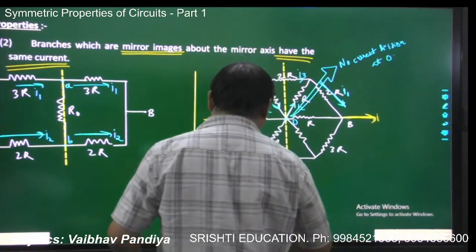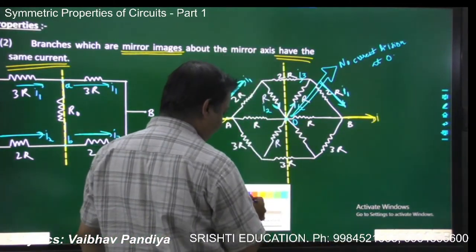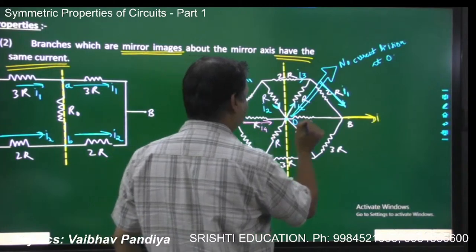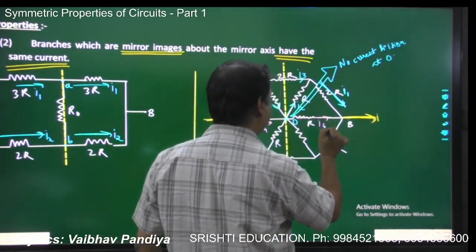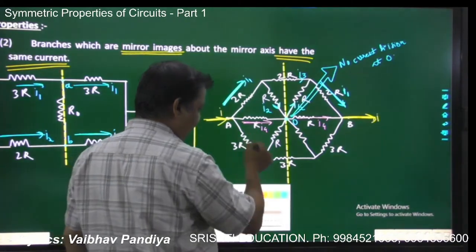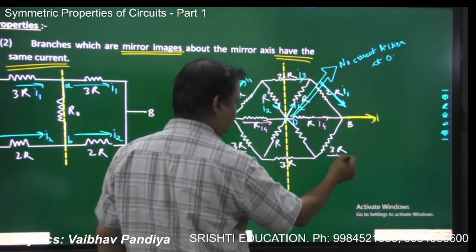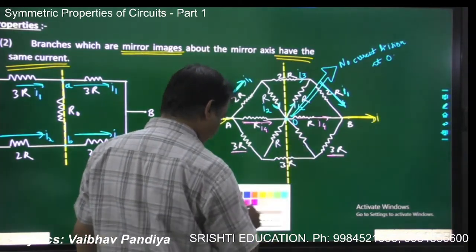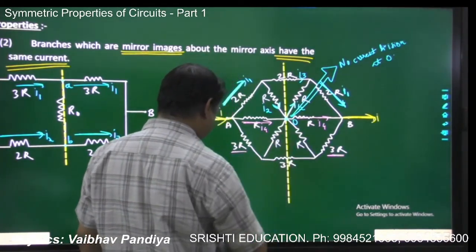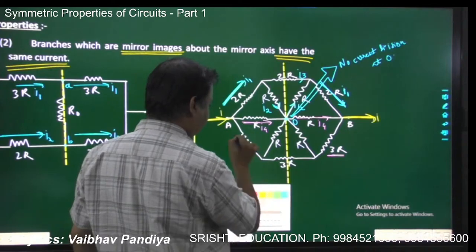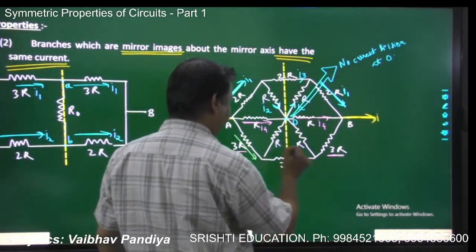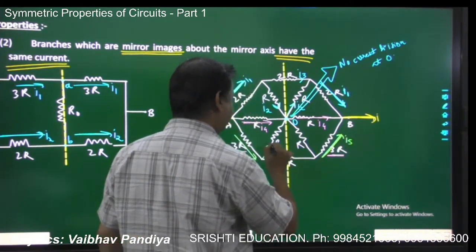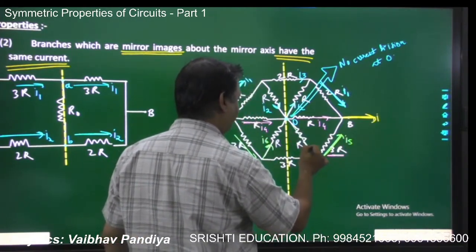Say it has a current I3. Now if you see this middle branch, it is also symmetric on both sides. So if it has a current, say I4, this will also have a current I4. And if you see the lower branch, 3R, 3R, this is also symmetric. This is R, this is R, this is also symmetric. So again, you can apply the rules of symmetry. Suppose this is a current I5, so this will also have a current I5. And if this branch has a current I6, this will also have a current I6.